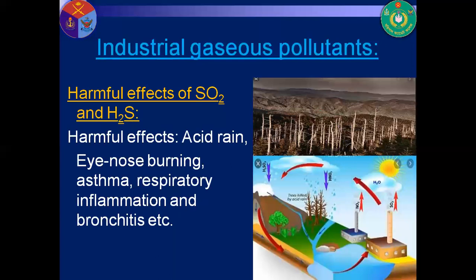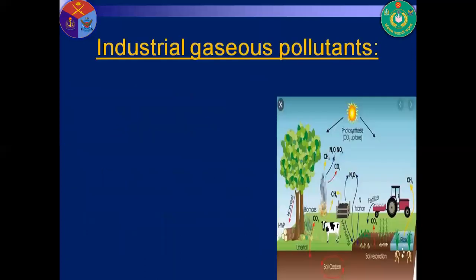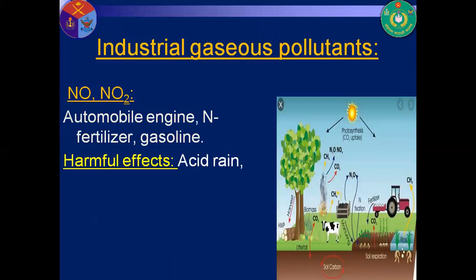So its production must be reduced for our safety and beautiful world. The third type of gas is nitrogen monoxide. It is produced by automobile engines, nitrogen-containing fertilizer, and gasoline. It creates acid rain. That means nitrous acid and nitric acid are formed when it reacts with water, and they create harmful effects on the environment.